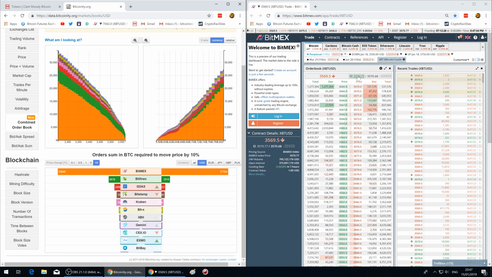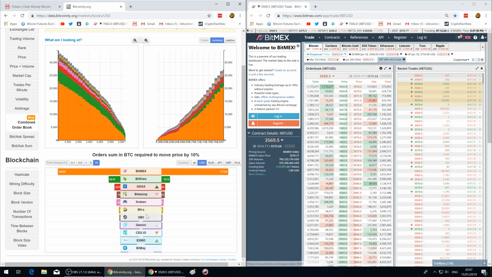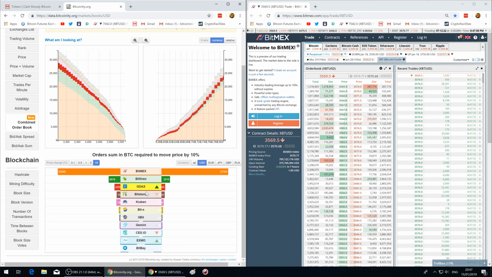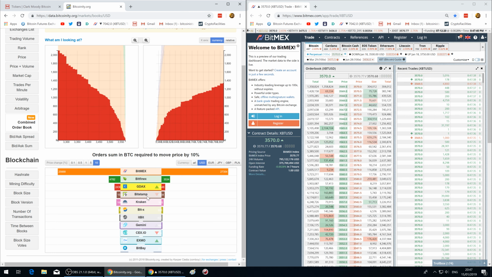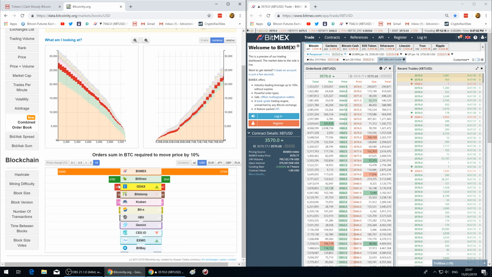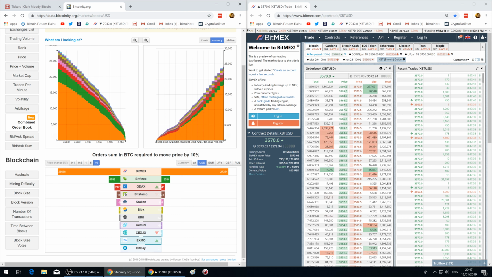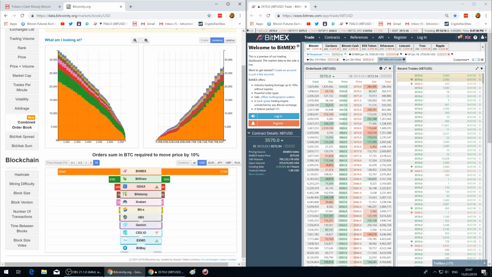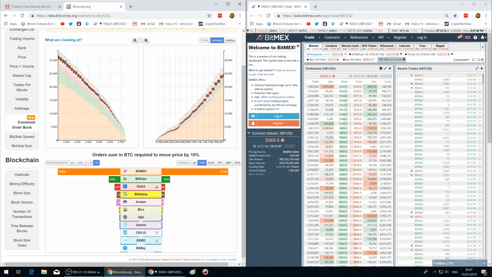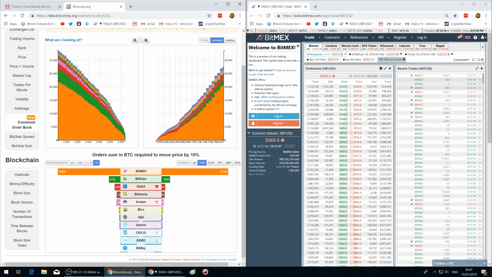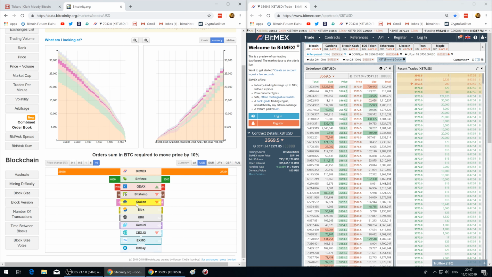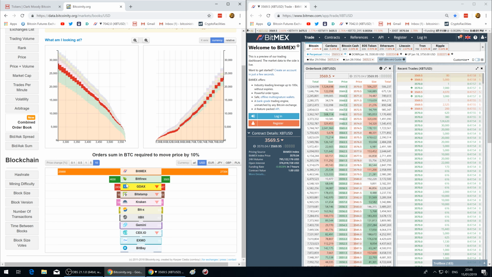So let's say you want to move the index here. So you have GDAX, which is Coinbase Pro, Bitstamp, and Kraken. So if you execute 2.4 plus 1.6 plus 1.4, that is 5,500 bitcoins. So if you sell 5,500 bitcoins on these three exchanges simultaneously, you will drop the price by 10%.